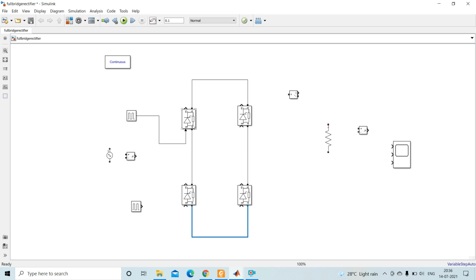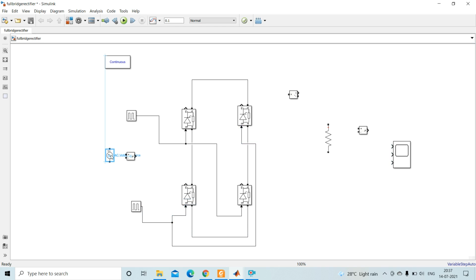the pulse generator. Okay, so this thyristor and this thyristor we can give the same pulse because these two are operated at the same time, and for these two we gave one pulse generator. Connect, then this is also connected here, so that these two also get the same gate pulse.